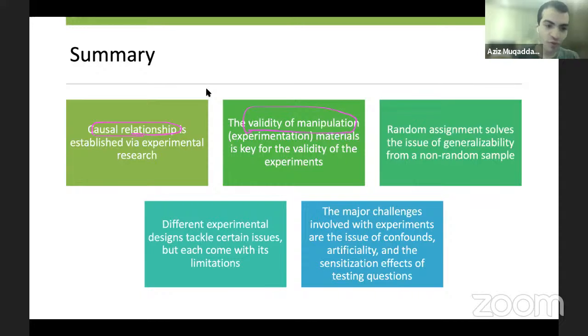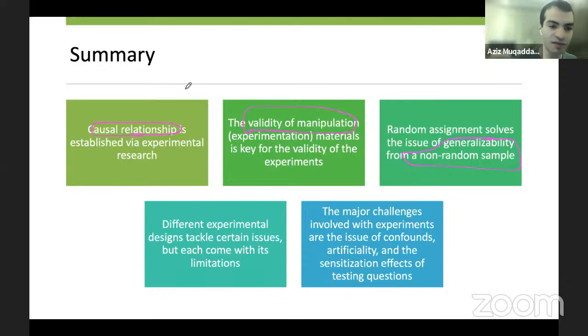So whether it's movies, video games, images, pictures, music, etc., right? That's about the validity of the experiment itself, that the materials actually represent the things you claim that it represents. And then the issue of random assignment solves the issue of generalizability from a non-random sample.